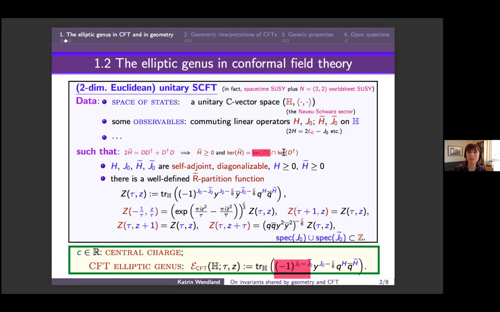We can play the same game with the dagger and again see cancellations. So the only contributions that don't cancel out are those that sit in the kernel of h tilde.